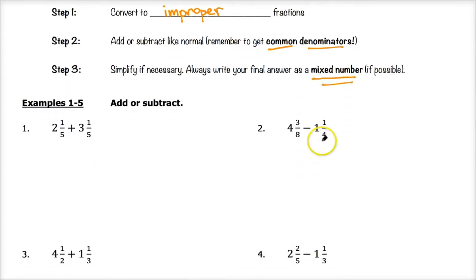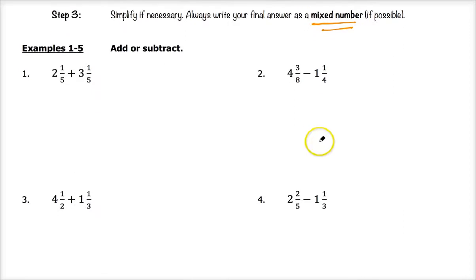Okay, so we're just going to do a few examples of these, starting with number 1. We have the mixed numbers 2 1/5 plus 3 1/5. So I can convert each of these to improper fractions, remember, by taking the denominator times the whole number and then adding the numerator. So 2 1/5 as an improper fraction would be 11/5, 5 times 2 plus 1, and then 3 1/5 would be 16/5, 5 times 3 plus 1.